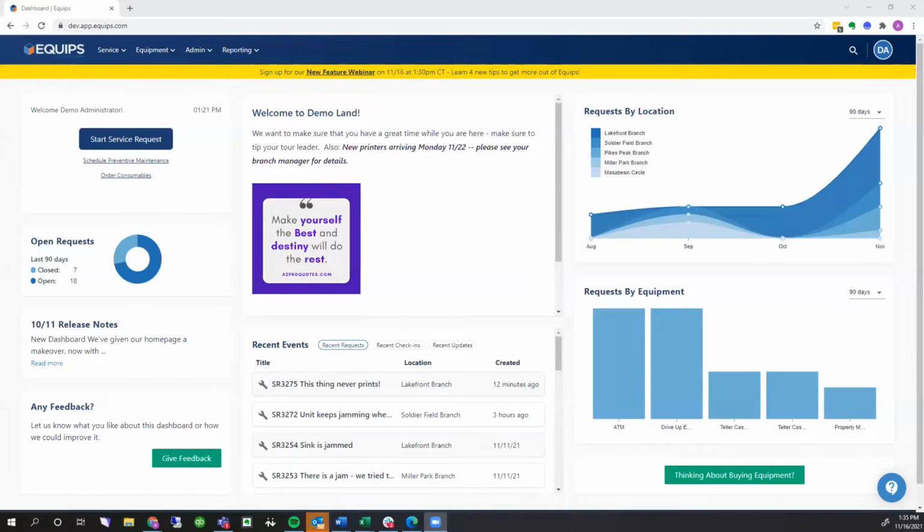So one of the things we know about a lot of the organizations that we partner with is that there are a lot of people involved in the process. And so that's why we know that roles are really, really important.